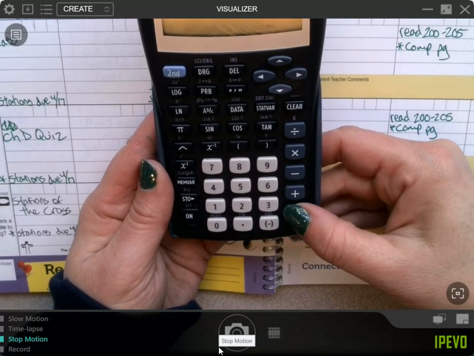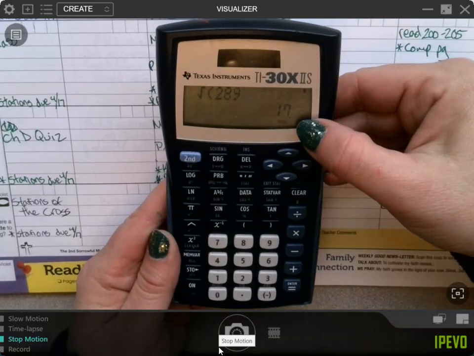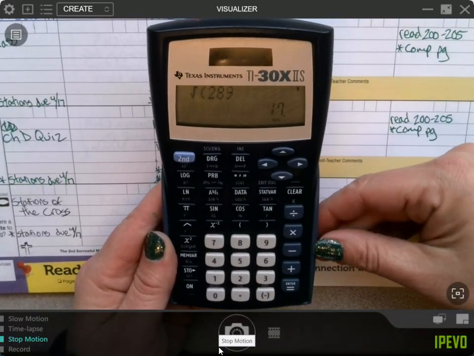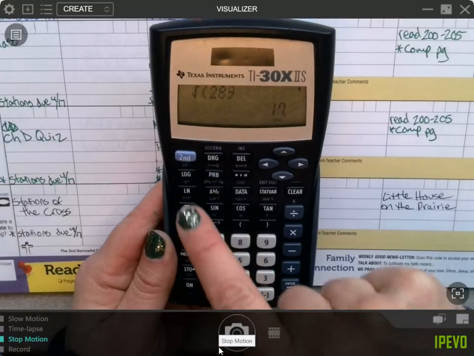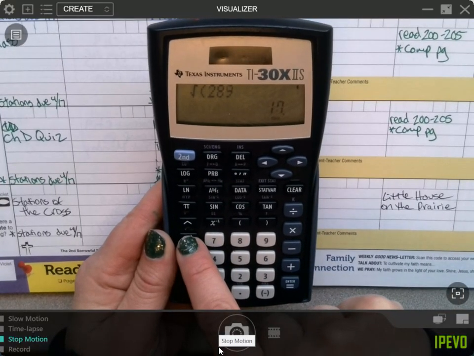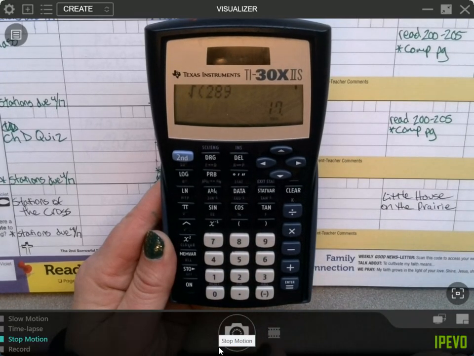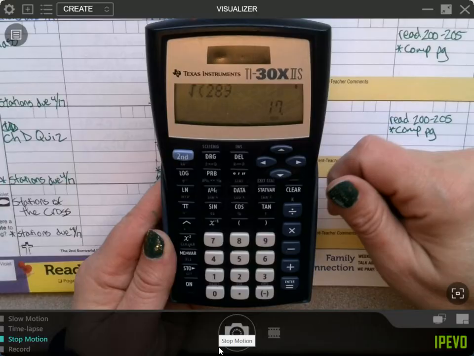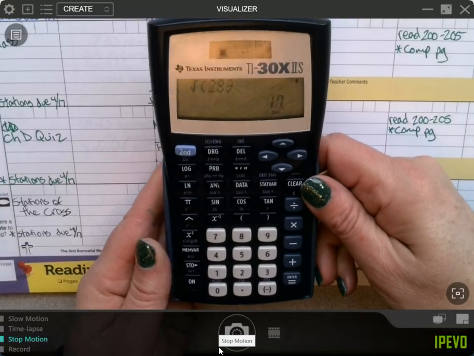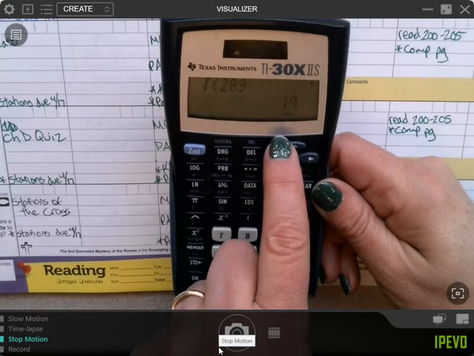It's a perfect square. So when I click my button, I get 17. So you do the second button and the x squared, because we want the opposite of it, we want the square root. You put in your number that you want the square root of, 289. You hit equals, and if it is a perfect square, 17 times 17 equals 289, you get a whole number.